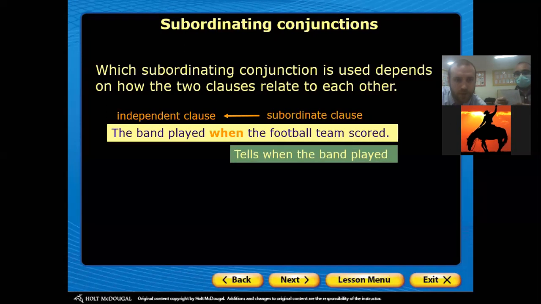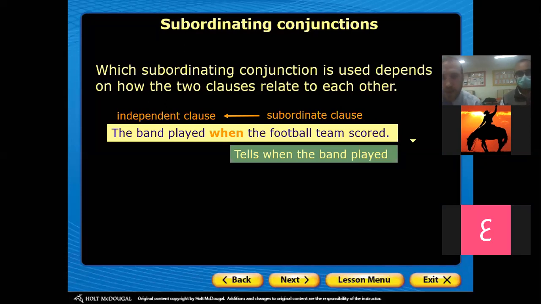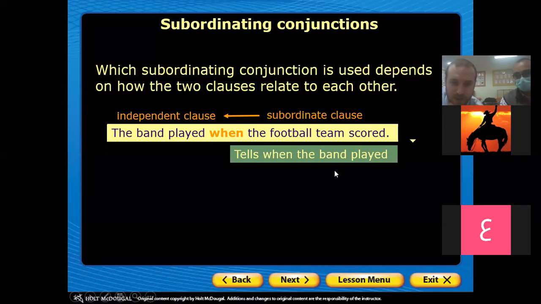So here, the independent clause is "the band played." We're using the subordinating conjunction "when," and "the football team scored" is the subordinate clause. So "when" here tells when the band played, okay? Because we want to know when the band played, and "when" is the subordinating conjunction. It tells when the band played.